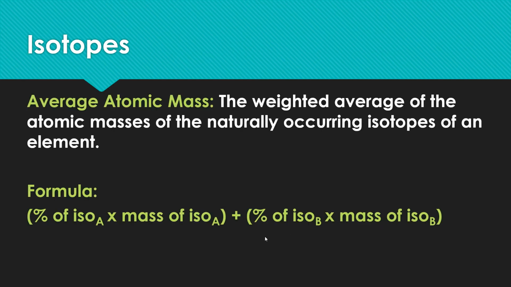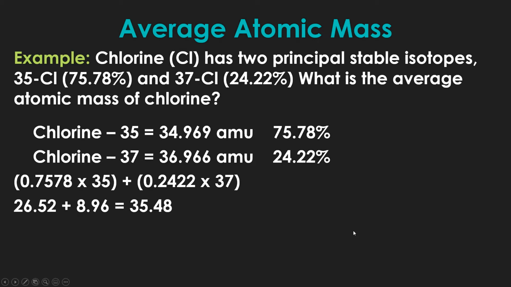Okay, so the bottom line for all this is average atomic mass is the weighted average of atomic masses of naturally occurring isotopes. And the formula is you're going to take the percent of some isotope, multiply it by the mass, and then add it to the percent of the other isotope times its mass. And so here's some examples.